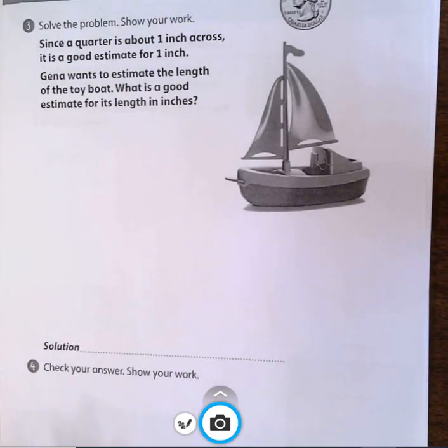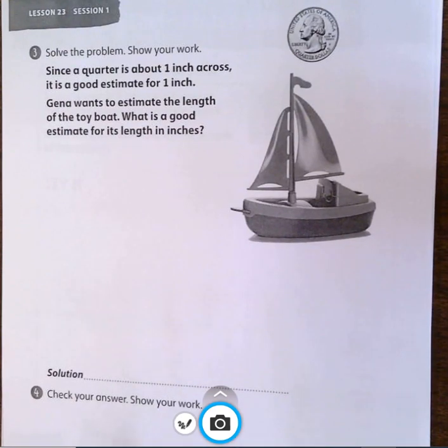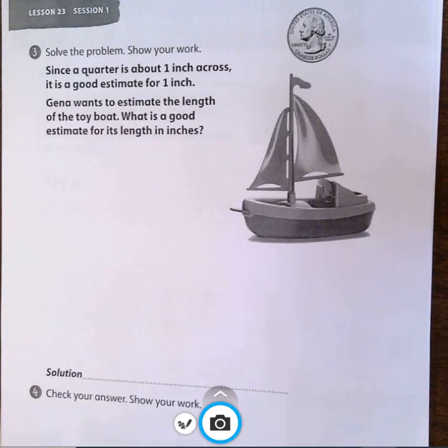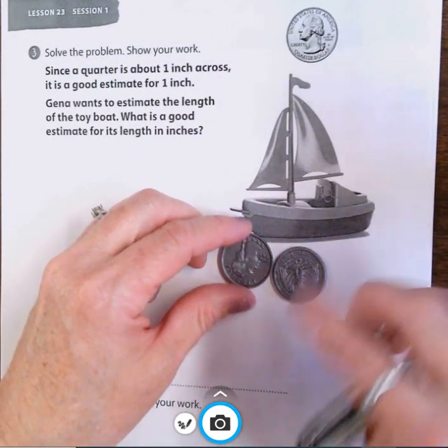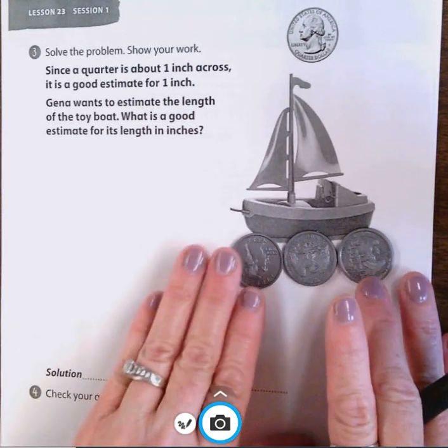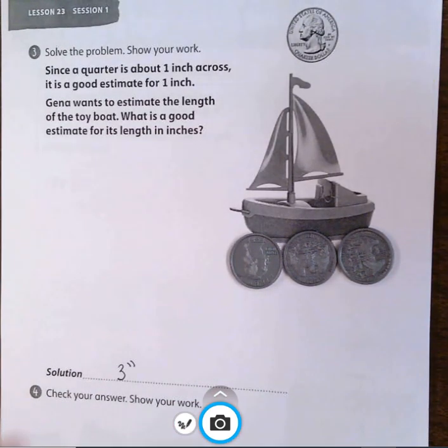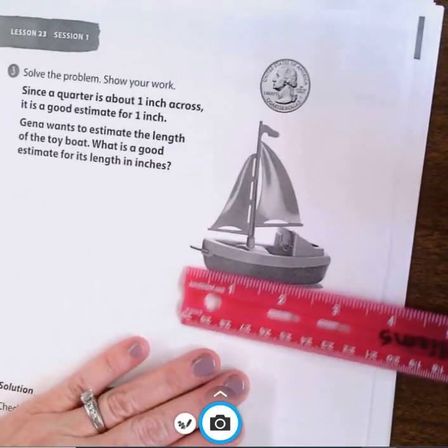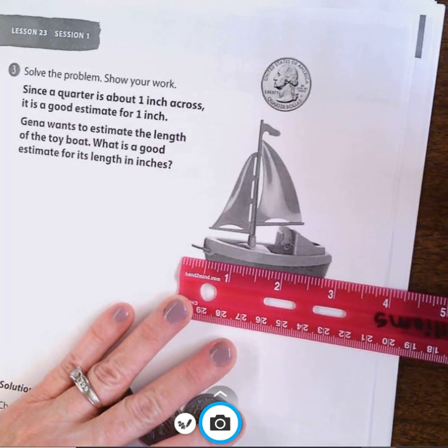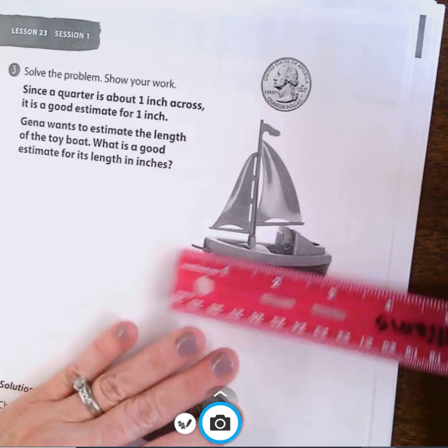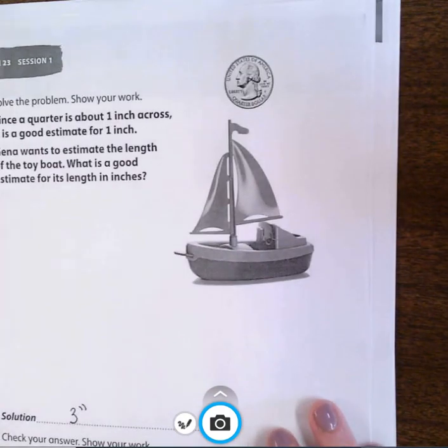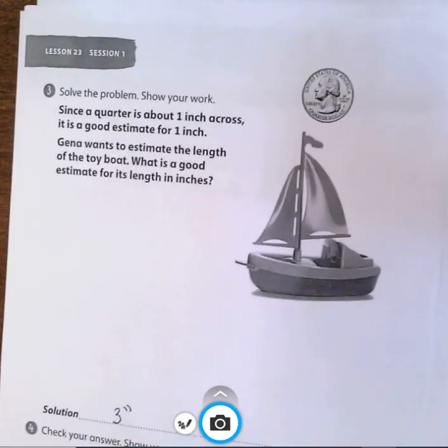Also, you don't have this page, but let's do it together. Since a quarter is about 1 inch across, is it a good estimate for 1 inch? Yes, it'd be a great estimate. Gina wants to estimate the length of the toy boat. What is a good estimate? So let's put some quarters. Do you think that 3 inches would be a good estimate? Okay, let's check it with our ruler and see if we were pretty close. Oh yeah, look, really close. Is it exact? No, because estimation is never exact.